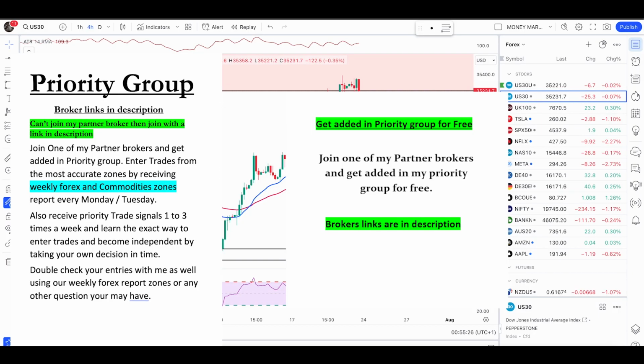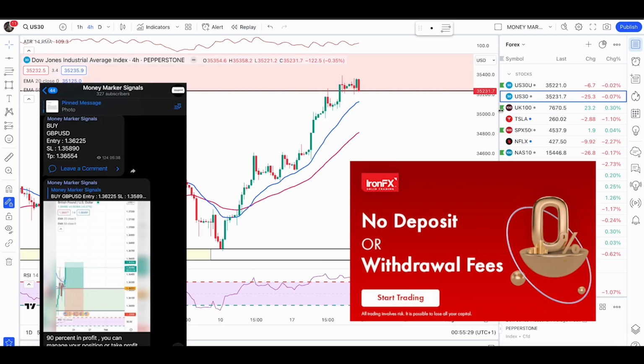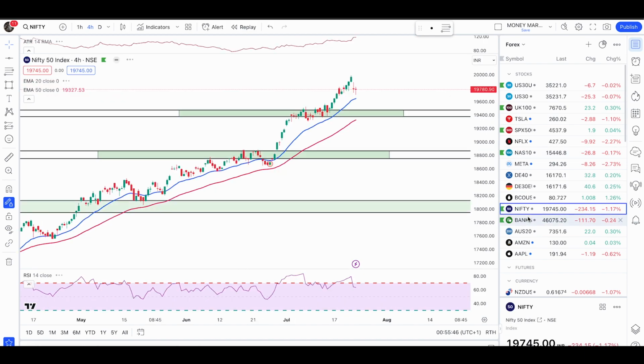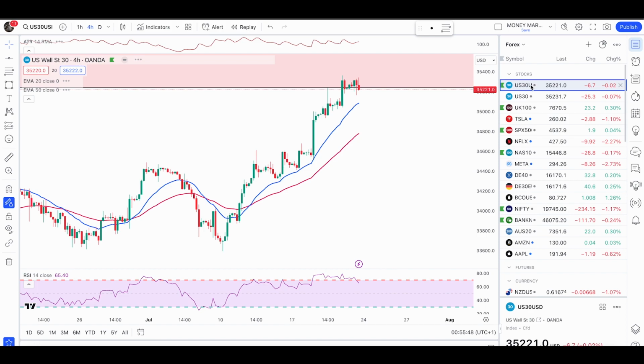Quick update here on indices market. I'm going to go through US 30, S&P 500 and NASDAQ100. And also I'm going to go through Indian market, which is Nifty and Bank Nifty both. So let's start our analysis right off with US 30.